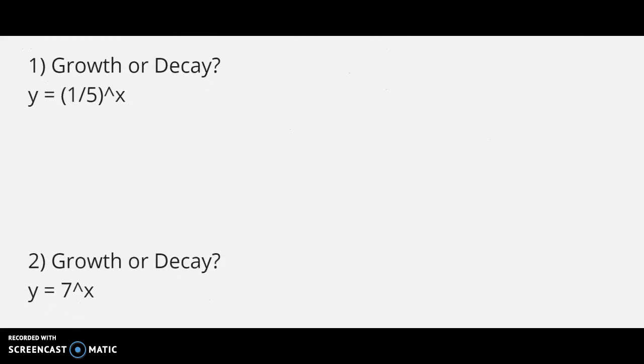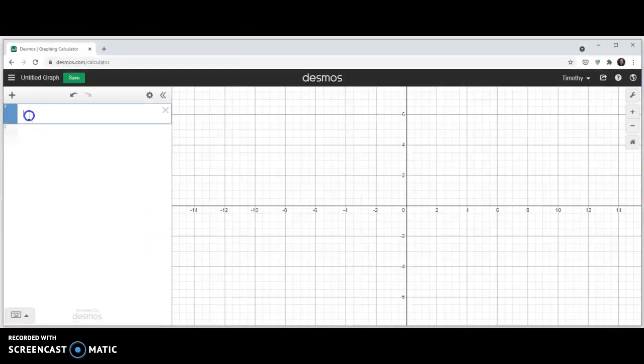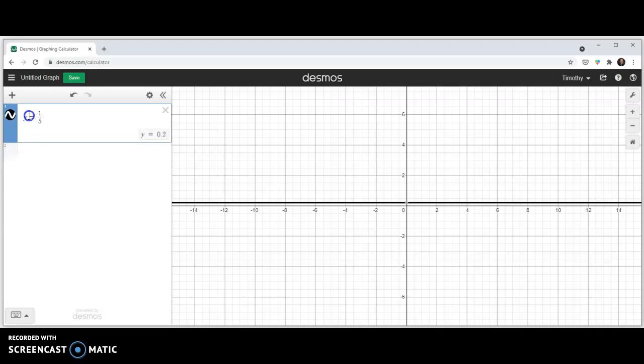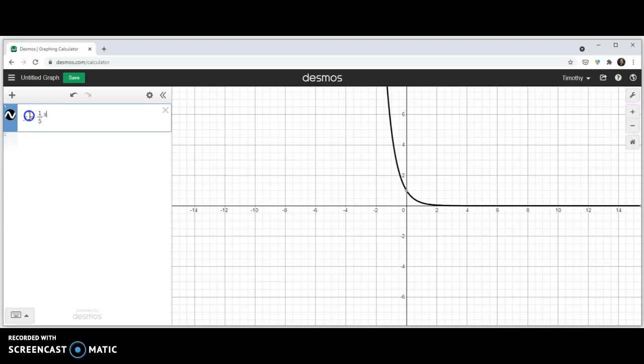Got a couple examples. We're just going to talk about whether it's exponential growth or exponential decay. Now, remember the base function, b to the x. It looks like we have b here is 1/5, and notice b is less than 1. Since b is less than 1, this one is exponential decay. And let's have a look at that graph, 1/5 to the x power. As we go from left to right, notice the y values are decreasing. In case you're wondering, I'm using Desmos, desmos.com.